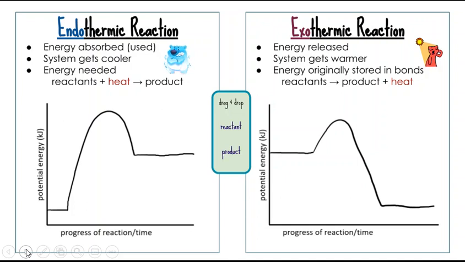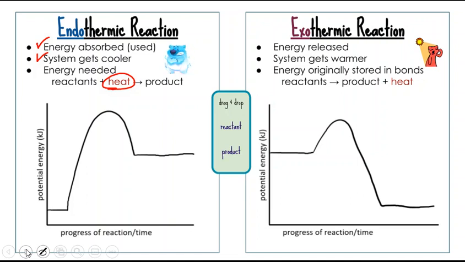Endothermic, once again, with the nice little cold beer that's shivering. Love the Giphies on here. They're great. Energy is absorbed. The system gets cooler. And energy needed. Reactants, heat, or energy is always going to be positioned on the reactant side. It needs to be absorbed so it goes in like a reactant.